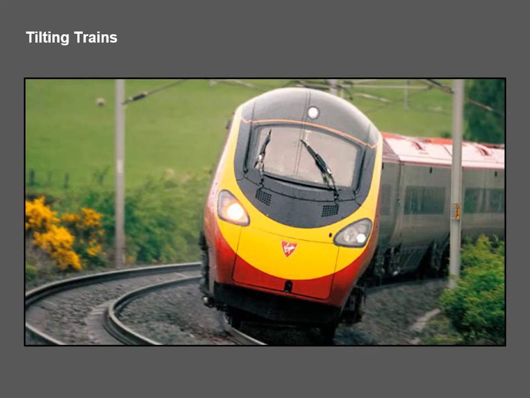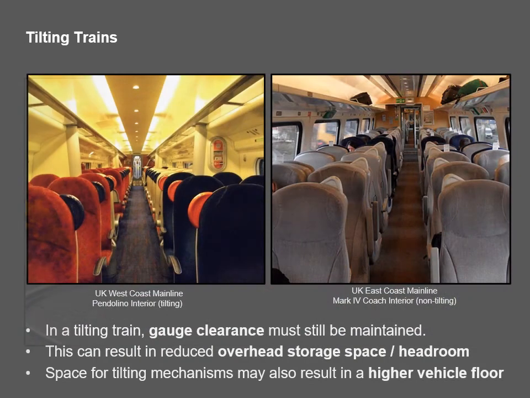So eventually the British Rail Class 390 Pendolino was introduced. This was an electric multiple unit that used the Fiat Tilting Train Pendolino technology and was built by Alstom. 53 units were originally built between 2001 and 2004, and they were used on the West Coast Main Line. They were ordered as 8-car sets and later extended to 9-car sets, of which some were then lengthened by a further 2 carriages. So in a tilting train, we've got to maintain gauge clearance, and this can result in reduced overhead storage space or headroom, and space for the tilting mechanisms may also result in a higher vehicle floor.